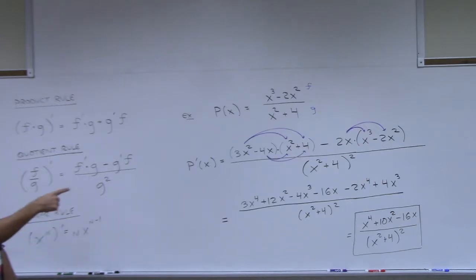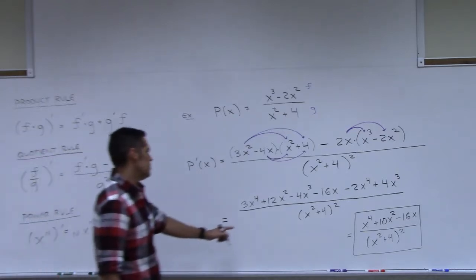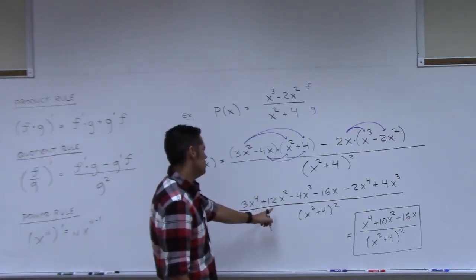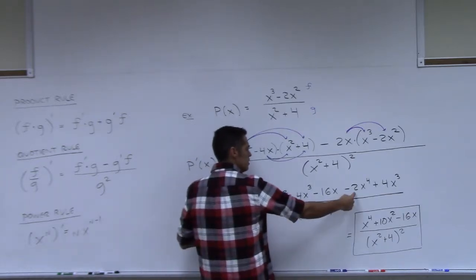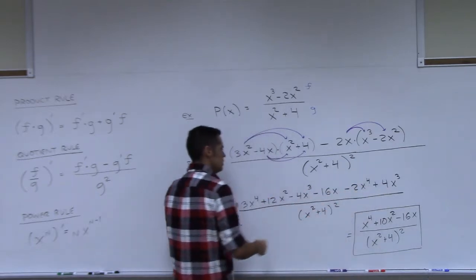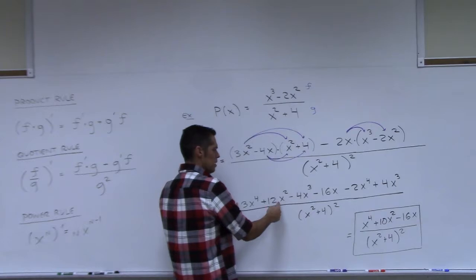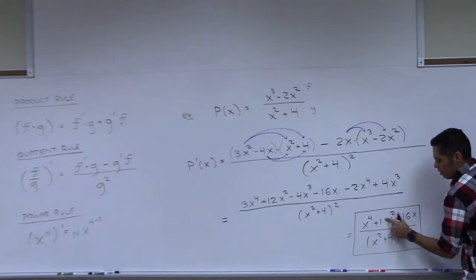Does anybody agree with that answer? No? One agreement? You disagree? Did I mess something up? 12x squared? Did I miss an x? Oh, wait, what did I do? So 3x to the fourth minus 2x to the fourth, that's x to the fourth, minus 4x plus 4x cubed. Yeah, that should just be 12x squared. I don't know why I put 10. Okay, so this should be a 12, not a 10.